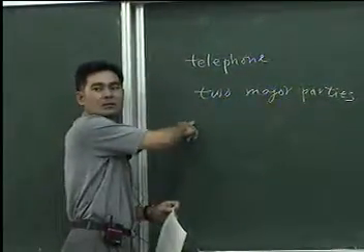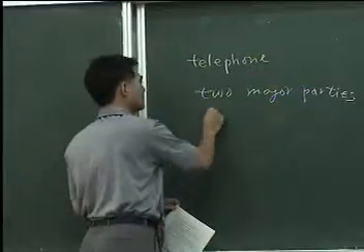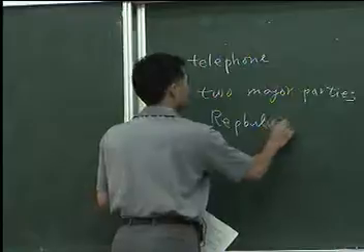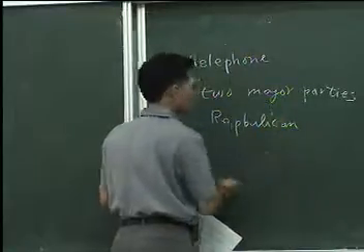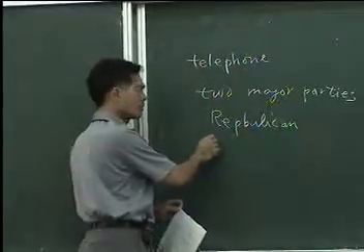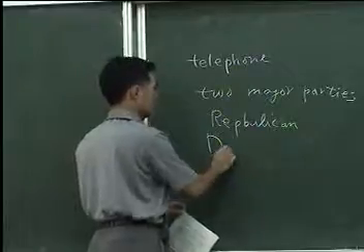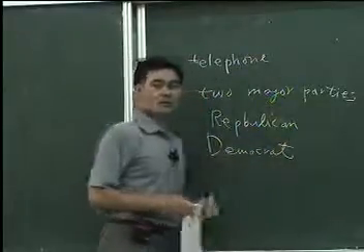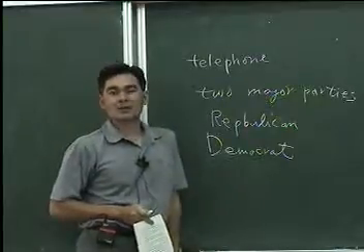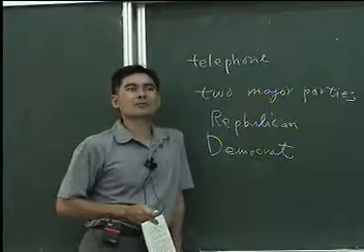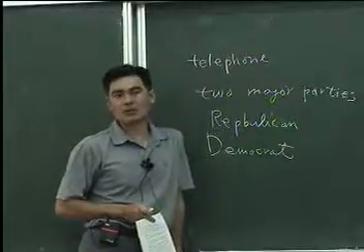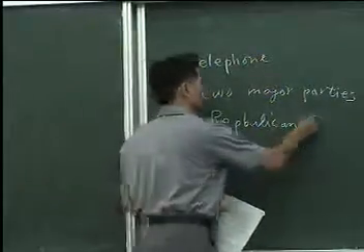One is Republican, right? Republic. So this is Republican. The other one, Democrat. But you know, there are more than three parties. I think in terms of major parties, there should be four major parties. One is green. One is green.